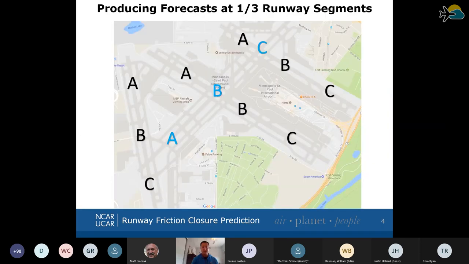Next slide, please. So when we set up the project, we broke up the main MSP runways into three segments. And you can see the midpoints of those segments with the As, Bs, and Cs. So this is where we co-located our forecast locations to where MSP typically takes their friction measurements. So they do friction runs, and then they put down a number that's associated with each of these segments along the runway. Next.